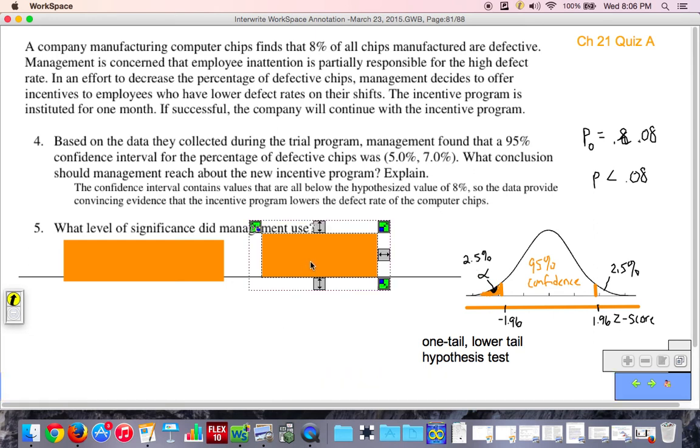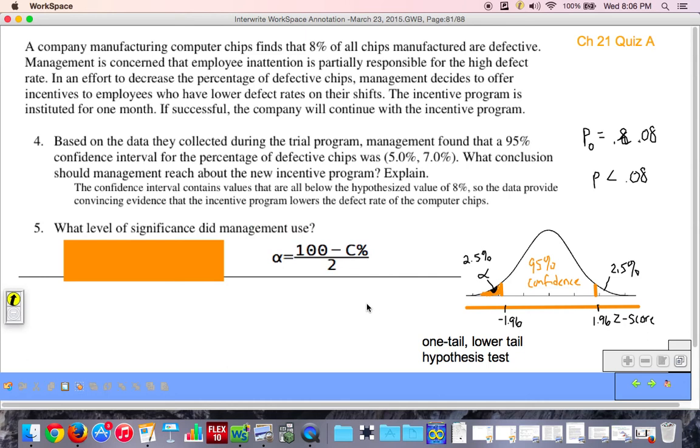So the math that's involved here would be the alpha level, that's another way of saying level of significance, is 100 minus the confidence level divided by 2. This is the formula when we have a one-tailed test. And for our sample, again, our alpha level or significance level would be 1 minus 0.95 divided by 2, or 0.025 or 2.5%, which I think in this case the picture was clearer to see. Okay, so the level of significance for this test was 2.5%.